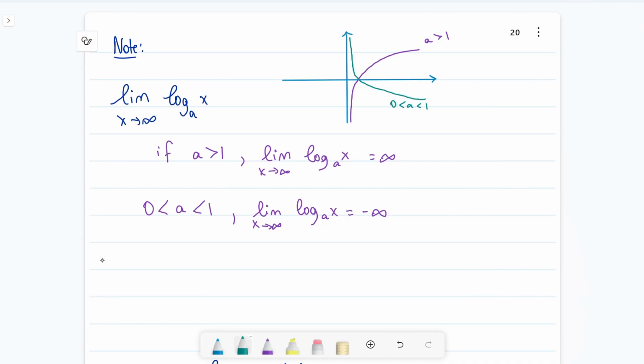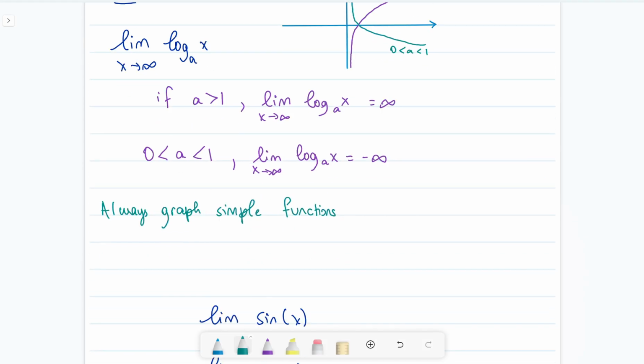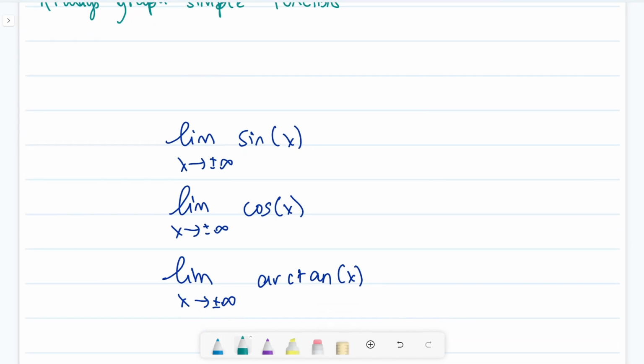And just as a side note, always graph simple or basic functions. If you want to review functions, check out the previous video about functions. Graphing can often help you when finding limits. We will see why. Let's say I wanted to compute the limit of sine of x as x approaches positive infinity, and then we will do negative infinity.